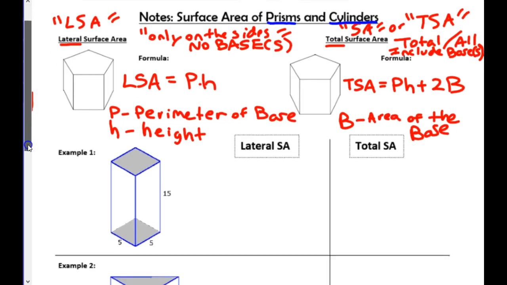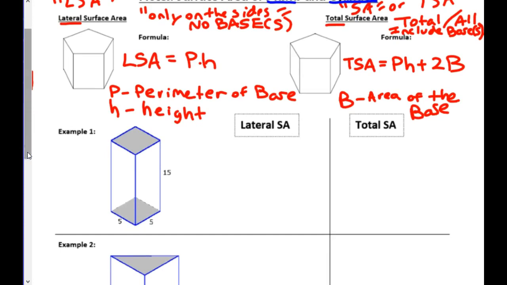So let's look at example 1 here. First thing I need to find is the P, the perimeter of the base. What is the base shape?